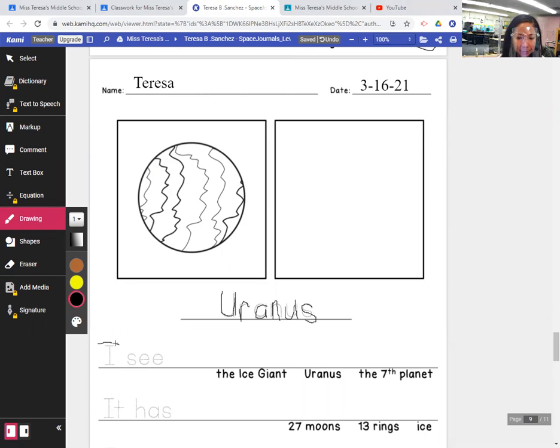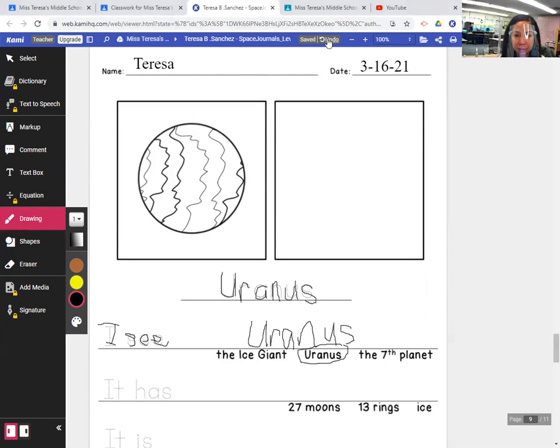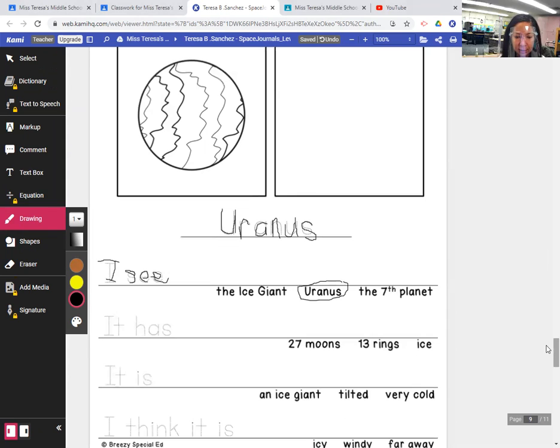And the first sentence is: I see, capital I, S-E-E. I see the ice giant, Uranus, or the seventh planet. So circle Uranus. I see that. Uranus, capital U-R-A-N-U-S, period. You know what? Never mind. Just circle it. I forgot that I just circled it.